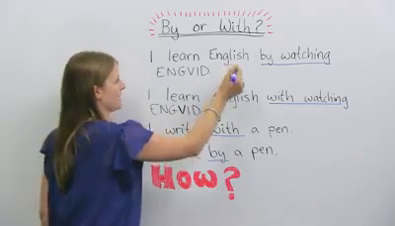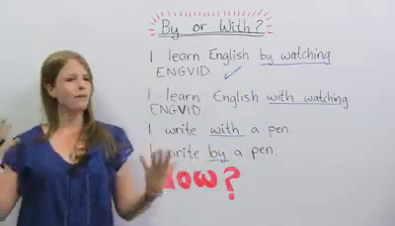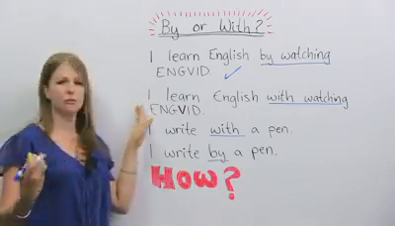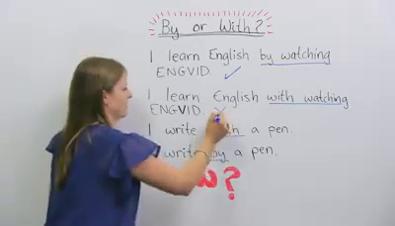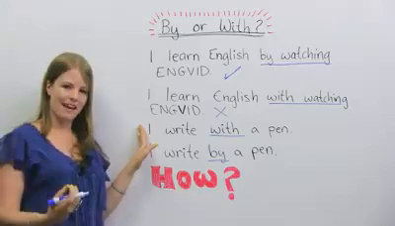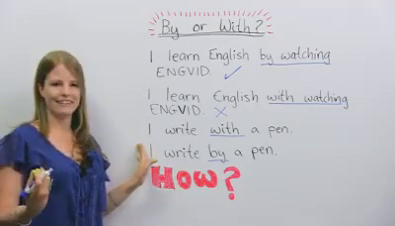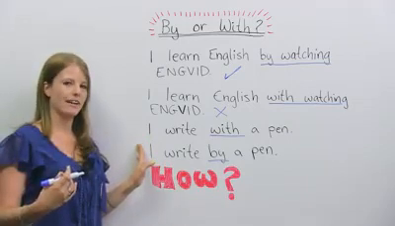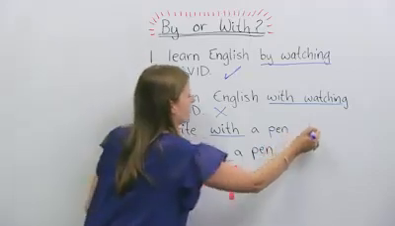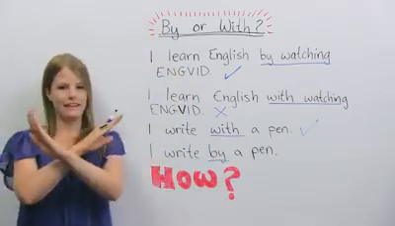Okay, if you said I learn English by watching Ingvid, you are correct. And I will explain why in the next part of this video. I learn English with watching Ingvid? No, we don't use that. Okay, what about the next two? I write with a pen. I write by a pen. Which one do you think is the correct sentence? And which one is incorrect and why? Okay, if you said I write with a pen, you are correct. In this case, this is the correct one. And I write by a pen, this is incorrect.